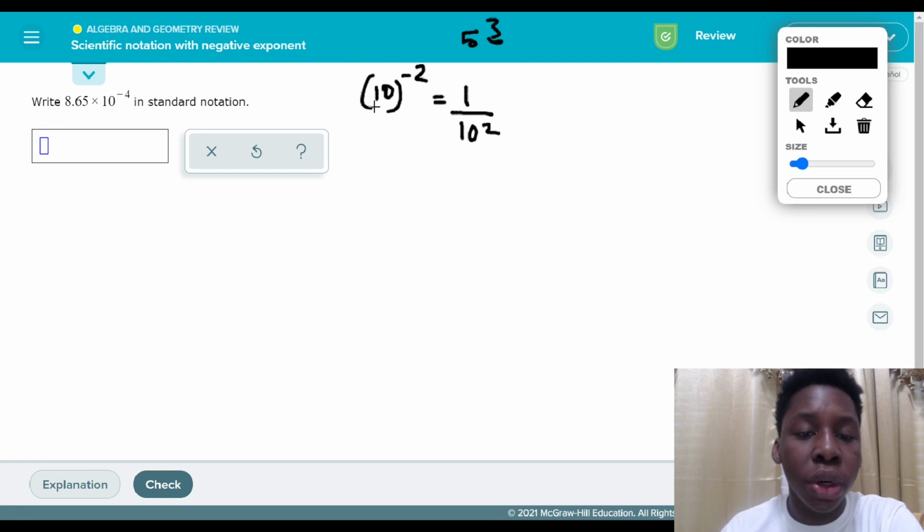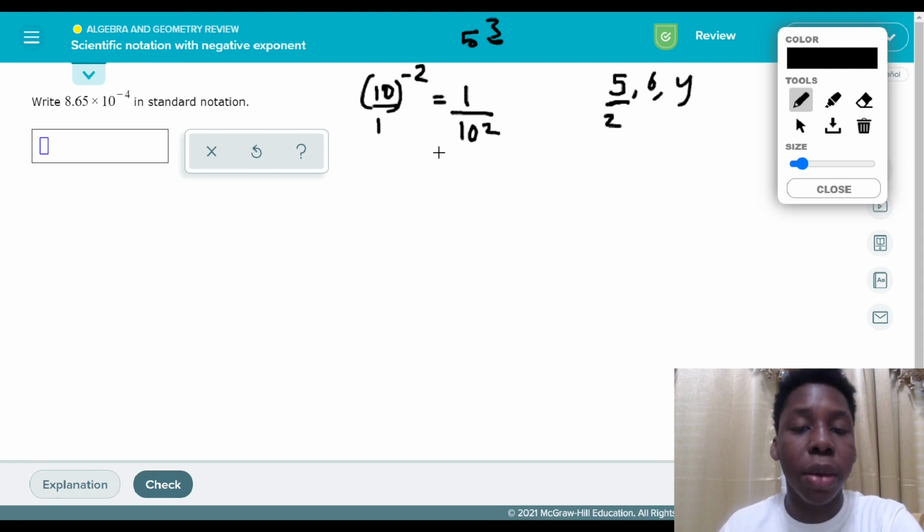In this case, even though we're not given that 10, there's a 1 at the bottom of 10. We automatically know that, because anytime we see a normal number like 5 or 6 or any variable like y, if you see them without any denominator, let's say if 5 had 5 divided by 2, then we can say okay. But if we see any number on its own without any denominator at the bottom, we automatically know that it's divided by 1. So we automatically know that this was divided by 1. That's why we put a 1 here at the top and then a 10 squared at the bottom. That's the same thing we're going to do here.